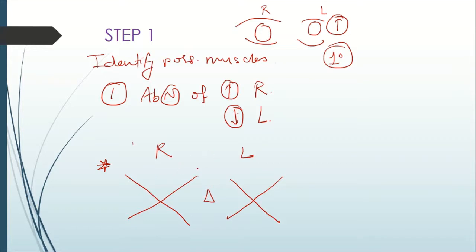Obliques. So this muscle will become right inferior oblique, left inferior oblique, and this will become right superior oblique, left superior oblique, right? Because obliques, the name itself suggests they function exactly opposite to their names. Okay, whereas this will become left superior rectus, left inferior rectus, and this will become a right superior rectus, right inferior rectus, right?